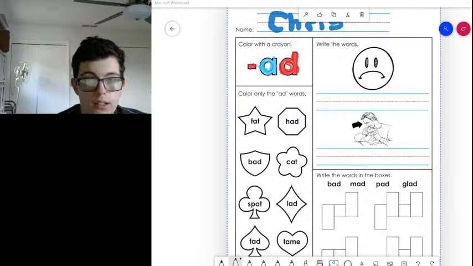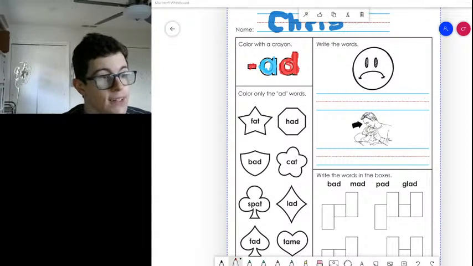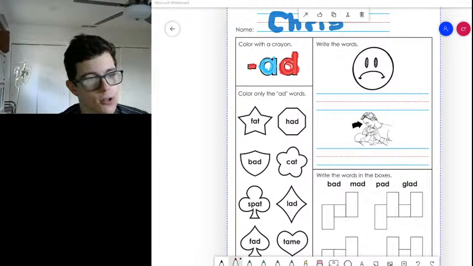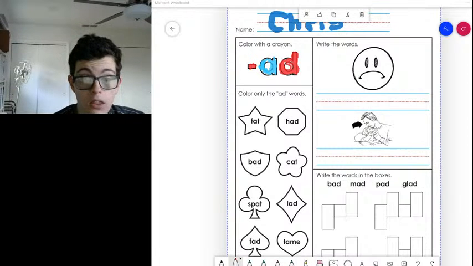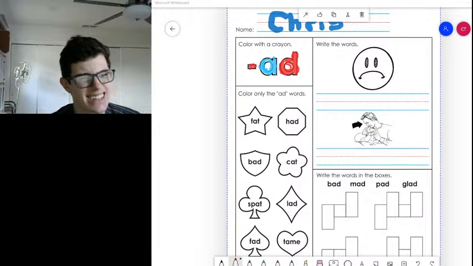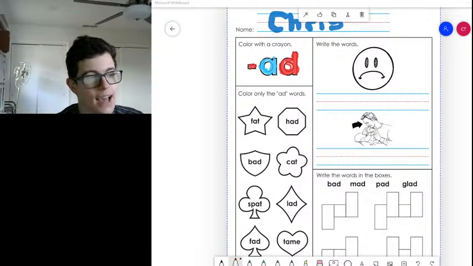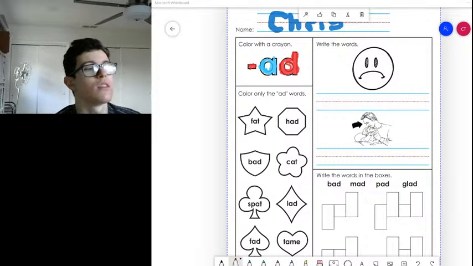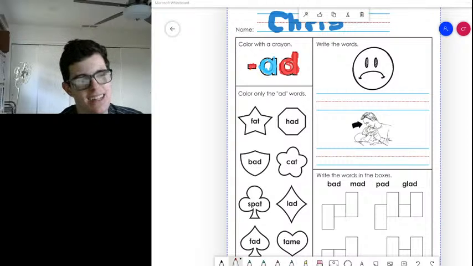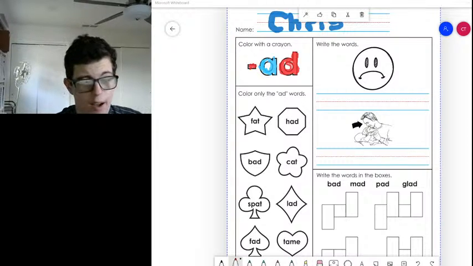When the clock strikes 12 minutes, I'll go over which words are AD words and which words are not AD words. The way that you're going to tell which are the AD words and not AD words is if it has the letters A and D at the end, and it has the add sound at the end. It's got to have both of those, then, and only then, is your word an AD word. So you have 5 minutes, everyone.